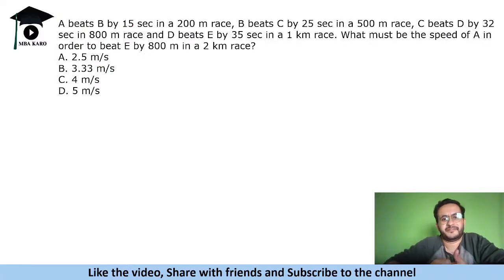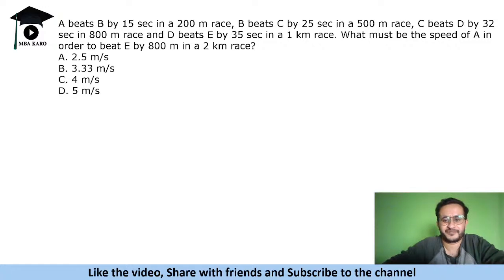A beats B by 15 seconds in a 200-meter race. B beats C by 25 seconds in a 500-meter race. C beats D by 32 seconds in an 800-meter race. And D beats E by 35 seconds in a 1 kilometer race. What must be the speed of A in order to beat E by 800 meters in a 2 kilometer race?